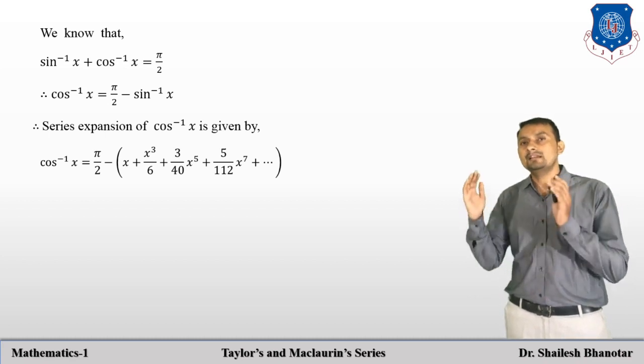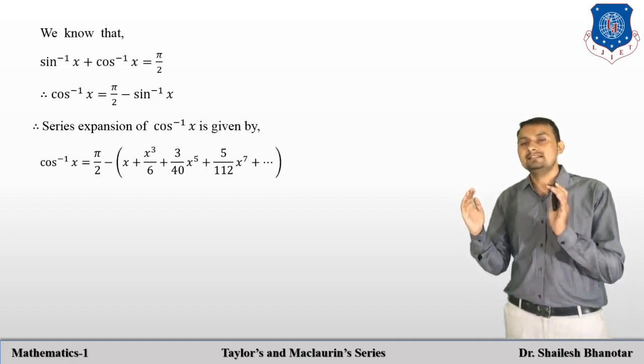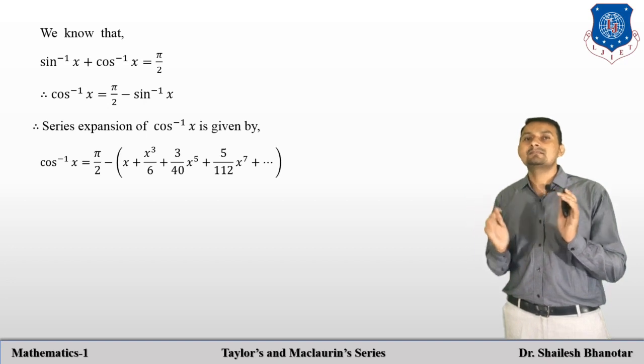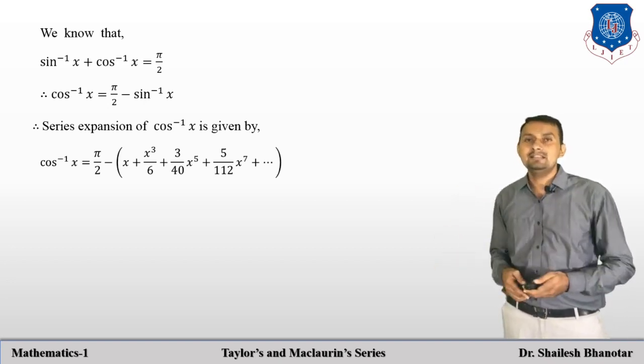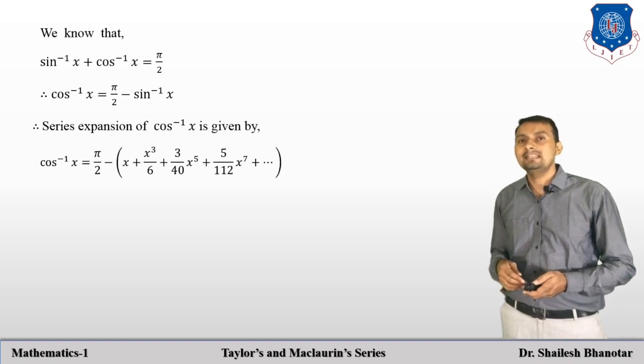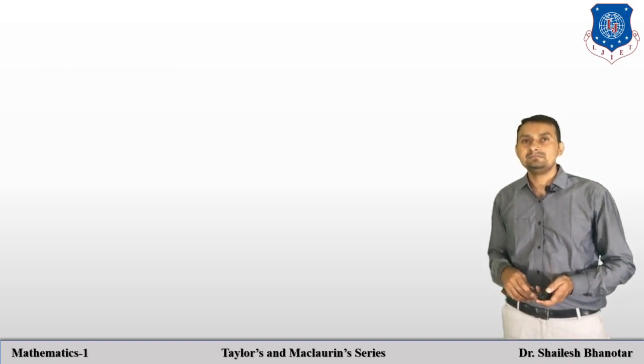But suppose you want to make a bracket for the sin inverse x, so in that case what you can write is pi by 2 minus, in bracket, x plus x raised to cube divided by 6 plus and so on. But when you expand this bracket, you will get all the terms negative except pi by 2.